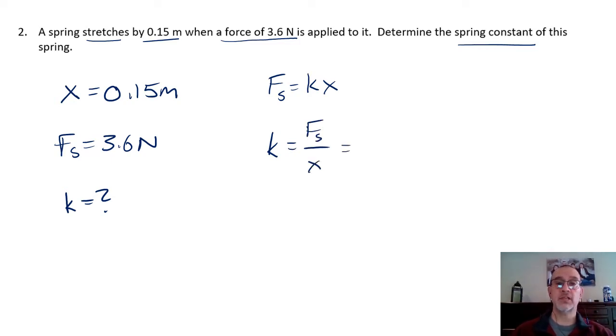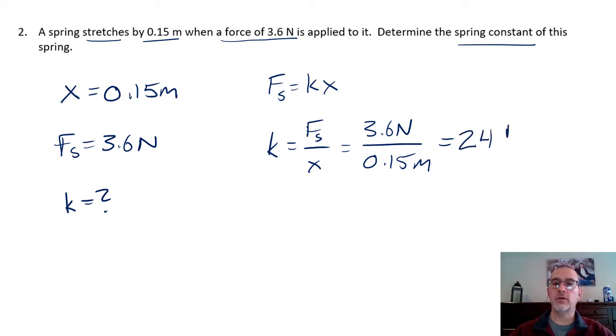So in this case, we're going to have 3.6 newtons as our numerator, and then x is going to be 0.15 meters. Plugging that into the calculator, you get an answer of 24, and the units are newtons in the top and meters in the bottom, so newtons per meter, which are good units for a spring constant.